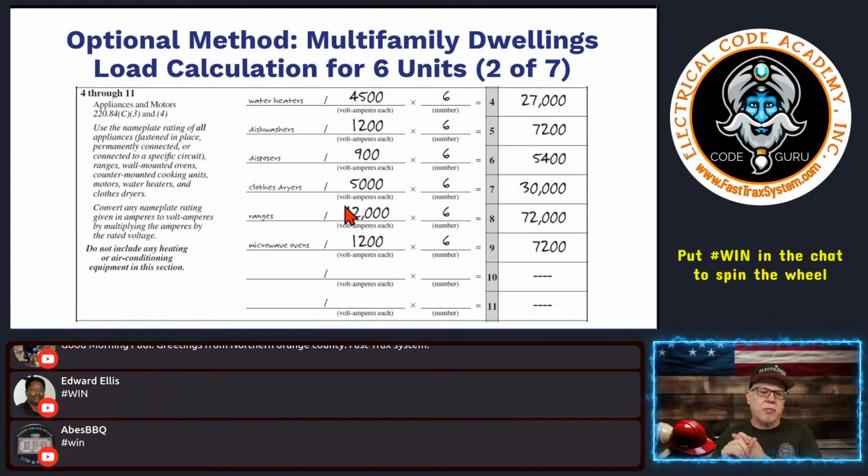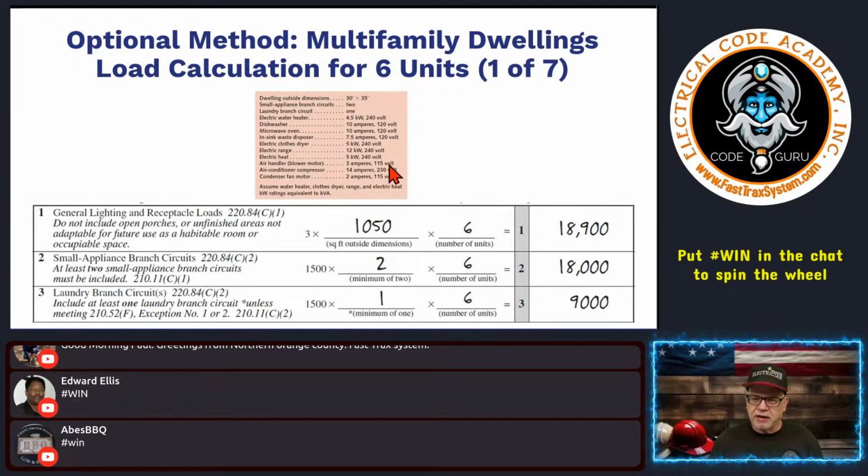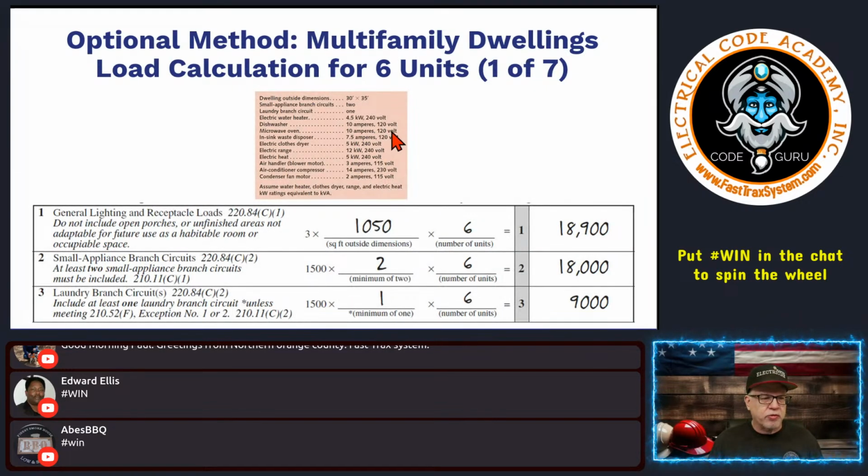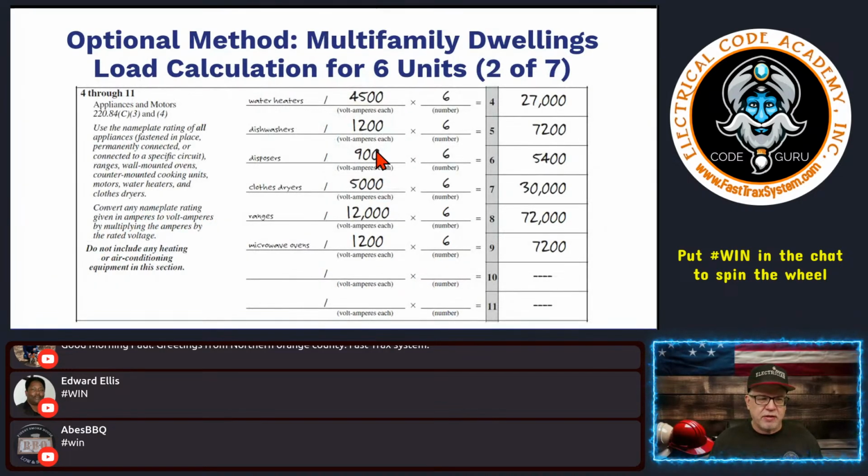And remember, all those appliances were purely the value that we were given, right? So right here, all of these appliances is purely the value that we're given. That's going to be the water heater, 4,500, the dishwasher at 12, the disposer at 900. And again, how we got these numbers, all you do is take the amps times the volts. That's going to give you VA. So that's how we got these numbers, okay?